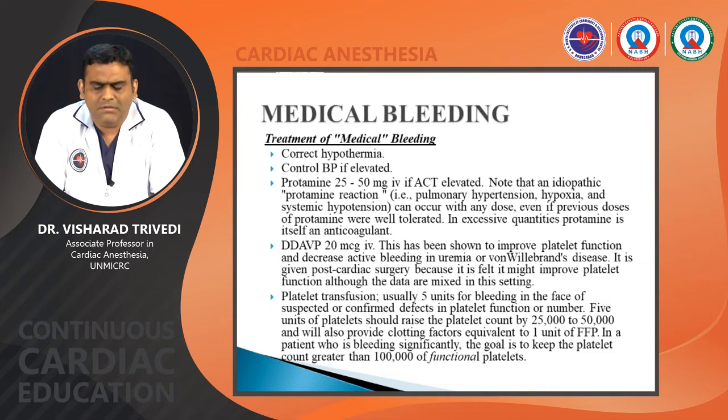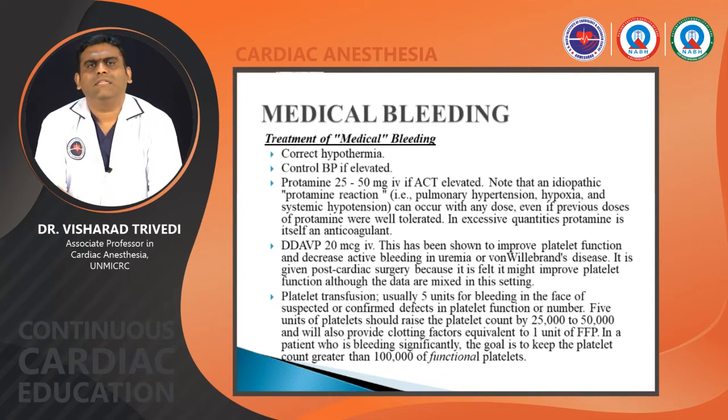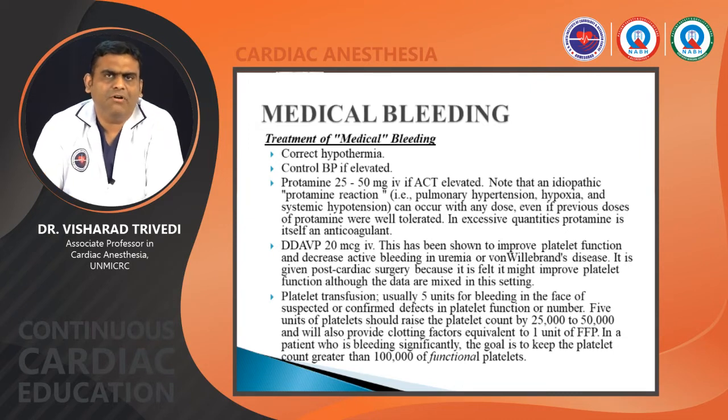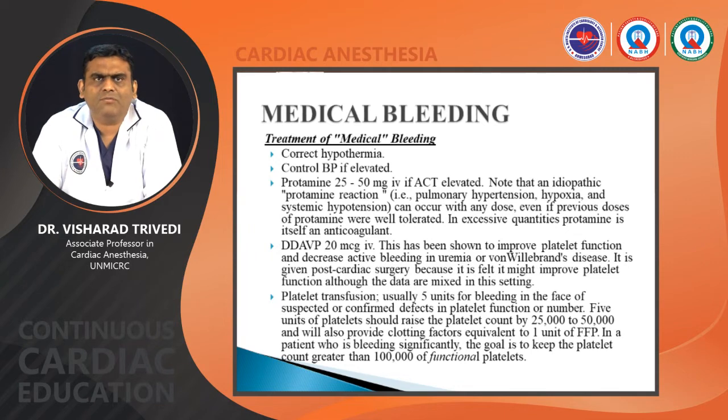One more drug which you can use, with conflicting data, is DDAVP, that is desmopressin 20 microgram intranasally. That will specifically be used in case of von Willebrand disease and in case of uremia-induced qualitative defects of the platelets. In other studies the advantage is not much profound, but in case of uremia or von Willebrand disease you can use desmopressin as well.